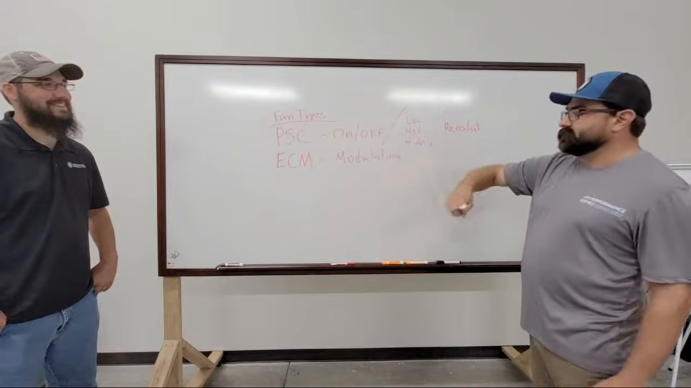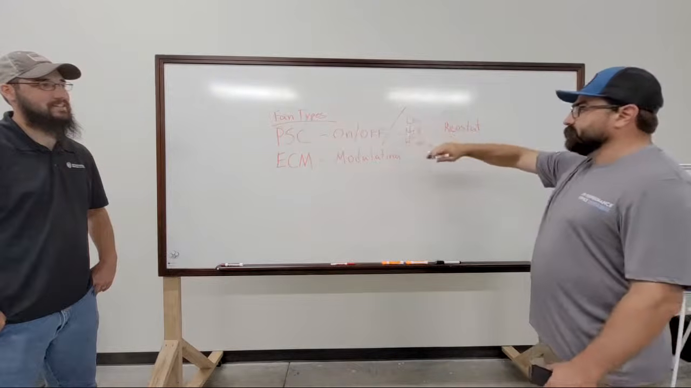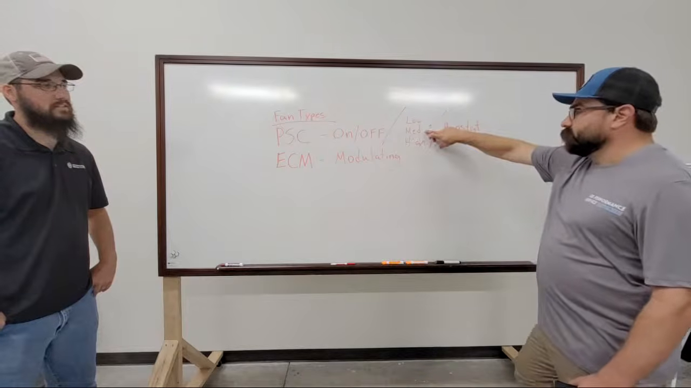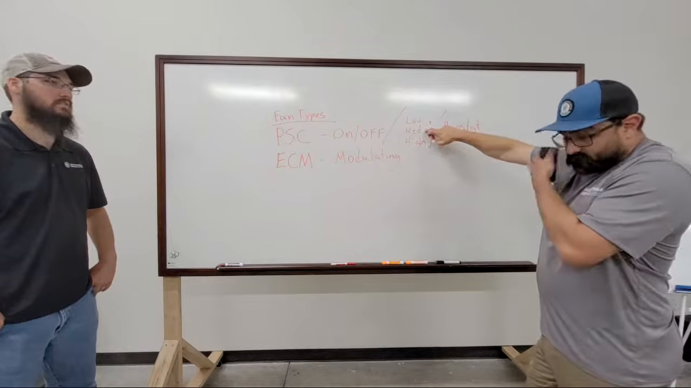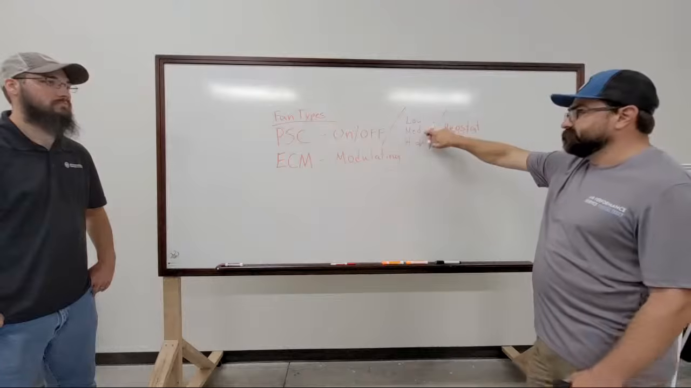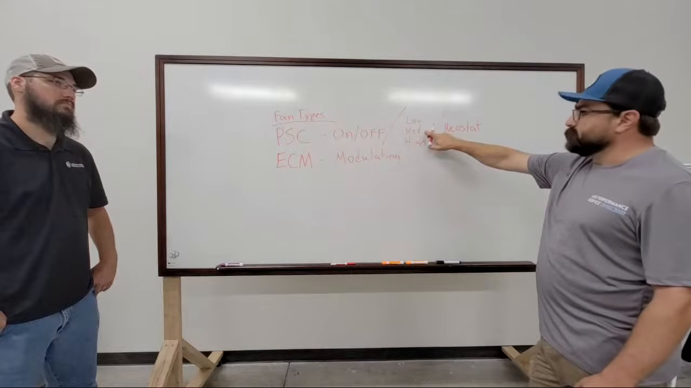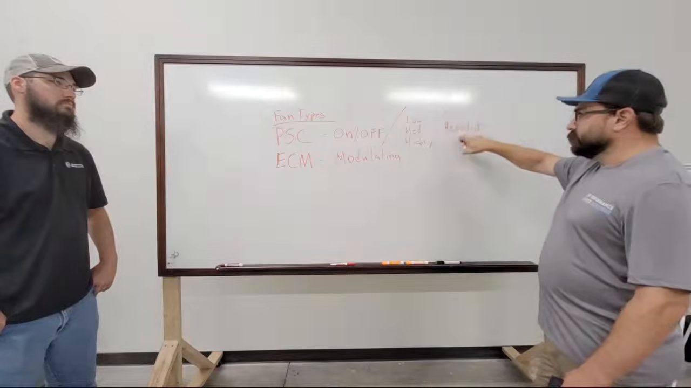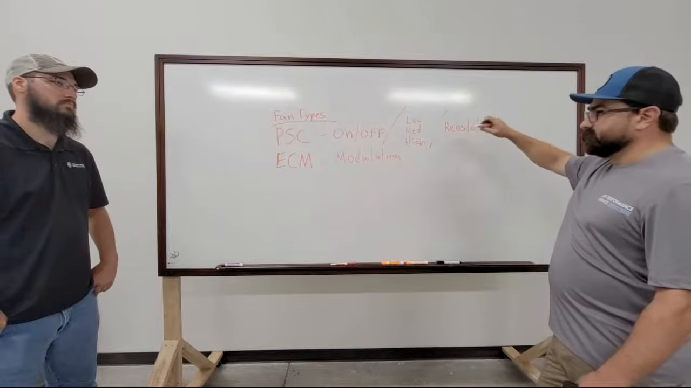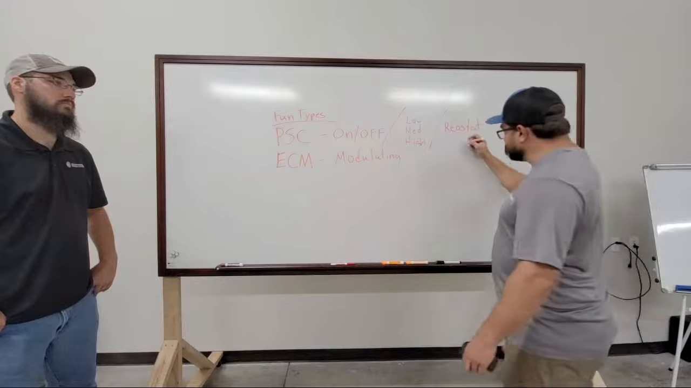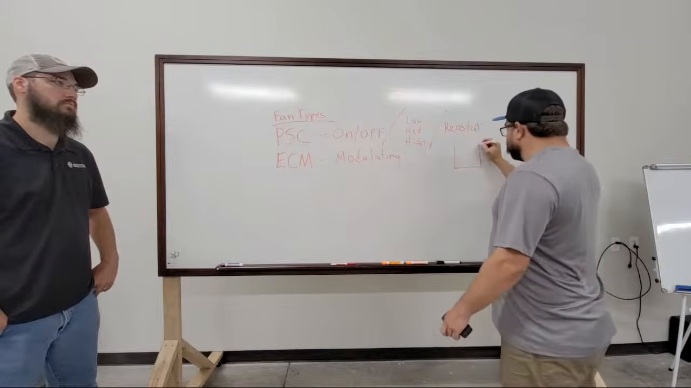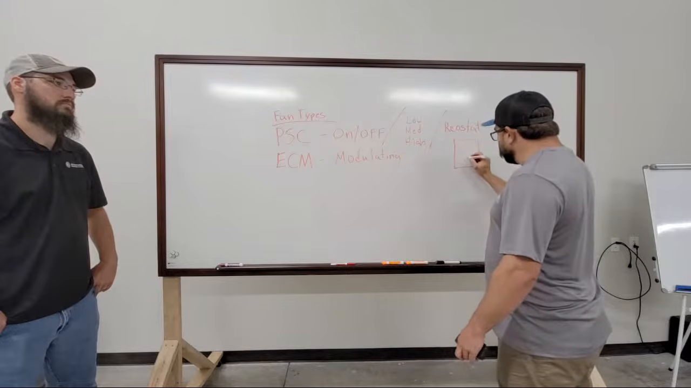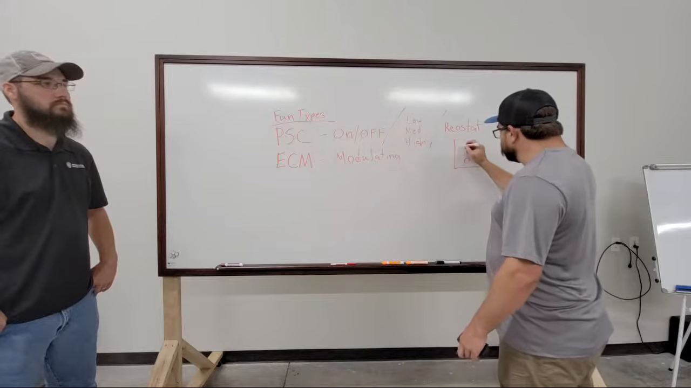So PSCs are either single speed on/off. Some of them, we have ways through the BAS to switch multi-speeds. It's very rare. Usually they're set during test and balance. Or it's got a rheostat, which is basically a potentiometer. You'll see it on the side of the box, where the test and balance guy can come in with a screwdriver and turn that little knob.